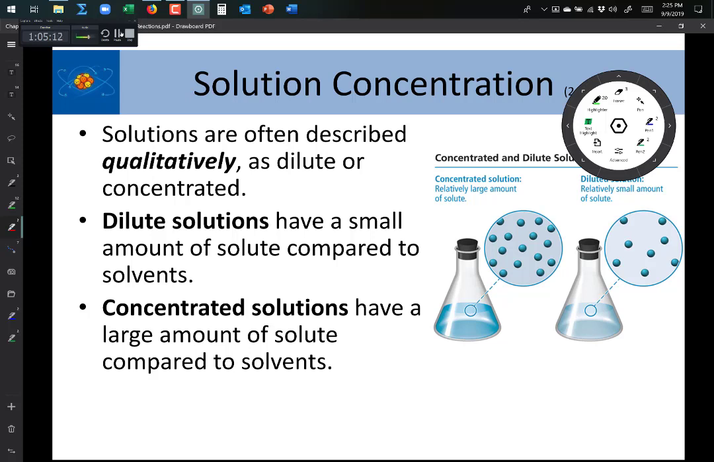And so concentrated solutions generally have large amounts of solute. If it's Dawn, it's the soap molecules. If it's a medication, it's whatever the medication is. They'll have more solute compared to the solvent. Dilute solutions have less. So it's very easy to take a concentrated solution and make a dilute solution from it just by adding water to it.